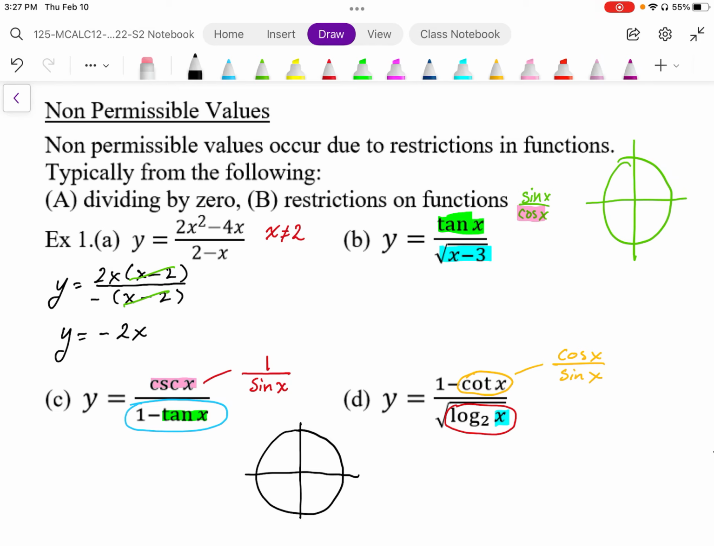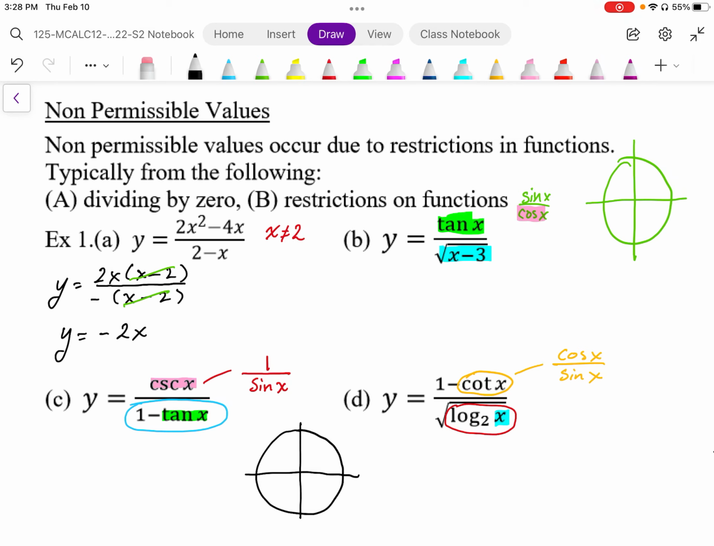Looking at B, there are restrictions on dividing by 0. So the tan has a divide by 0 restriction. We also have a square root, which has a domain restriction, and we also have to worry about that square root being equal to 0. So I'm going to first start off with that tan restriction.